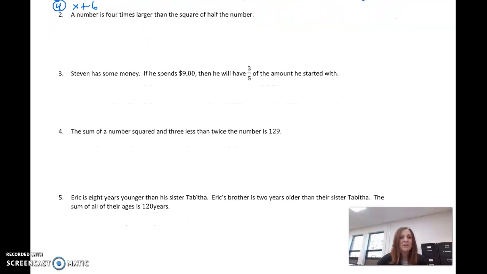A number is 4 times larger than the square of half the number. Okay, so what are we talking about here? What are we defining? And I keep seeing a number. So let X be the number. So instead of saying a number, I'm going to say X is 4 times larger than the square of half X. Here's my is right here. Okay. X is 4 times larger than the square of half X.